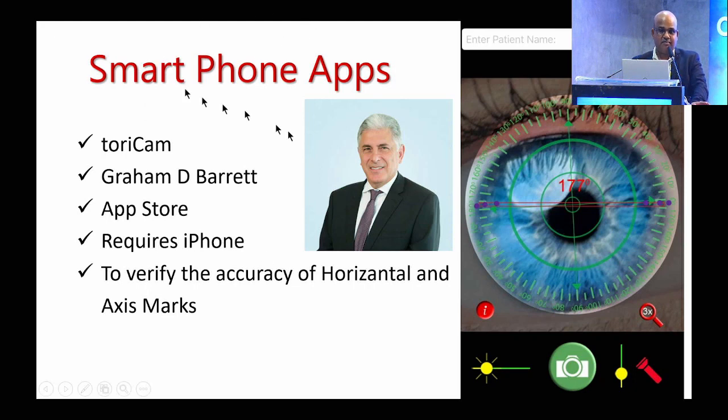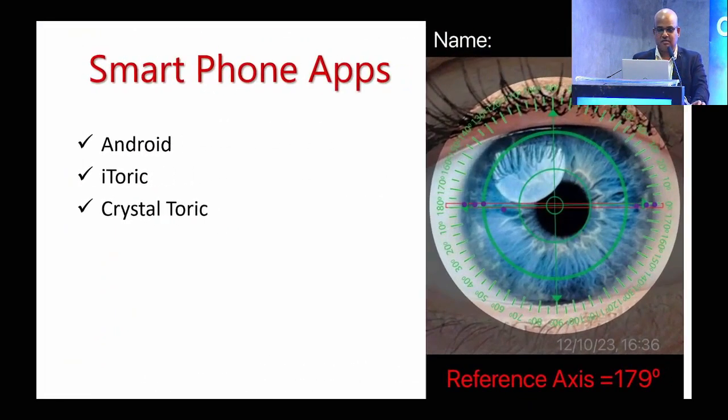We don't need to use high-end equipment or markerless systems. A simple smartphone app which has a gyroscope will do. Everybody has simple phones nowadays. For iPhone, we can use the Toricam app, developed by Graham Barrett. After marking, we can verify the accuracy of the axis. We can take the photograph, and after placing the lens we can compare and rotate the IOL accordingly.